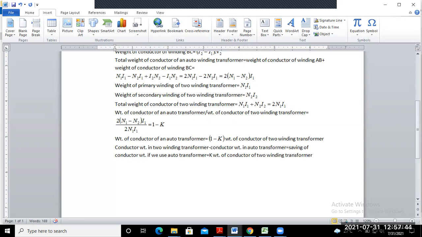So if this K value is nearer to unity, that means we save more conductor. If this K value is near to 0, that means we save less weight or percentage of the conductor when we use the auto transformer. So the K value should always be near to unity so that we are able to save more conductor weight.